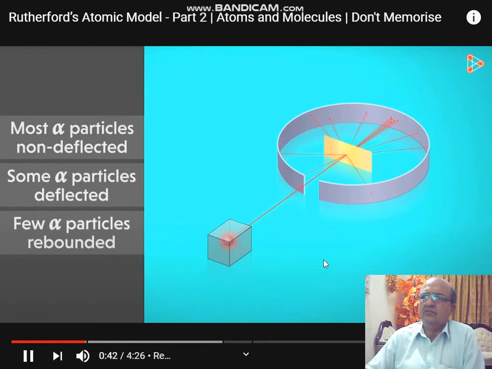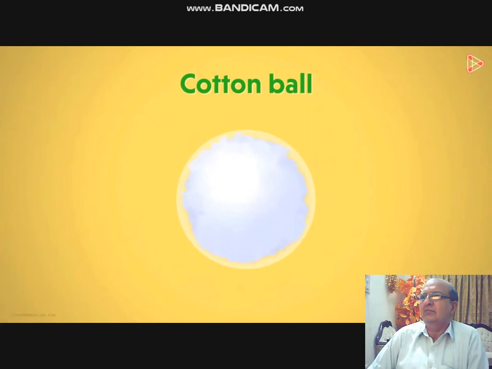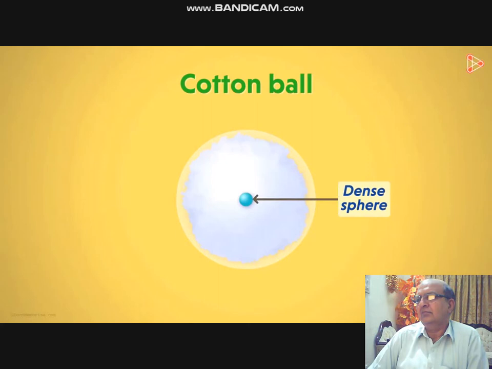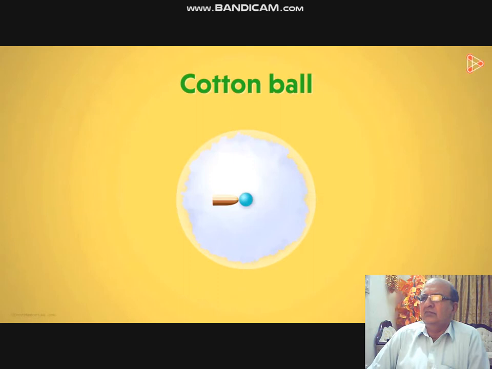Let us imagine that we have a ball made up of cotton. The cotton in the ball is very sparsely distributed and has an extremely tiny sphere located at the center. This sphere is quite hard and dense. So hard that it can even resist a bullet shot against it. Now, what will happen if you shoot many bullets across this cotton ball? Most of them will travel straight through the cotton surface.